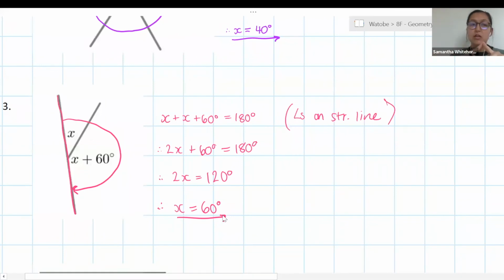Remember, they're right next to each other, so they need to be in order for us to use angles on a straight line. And then we solve for x. Now, guys, what's really important is that you've just got the value of x.